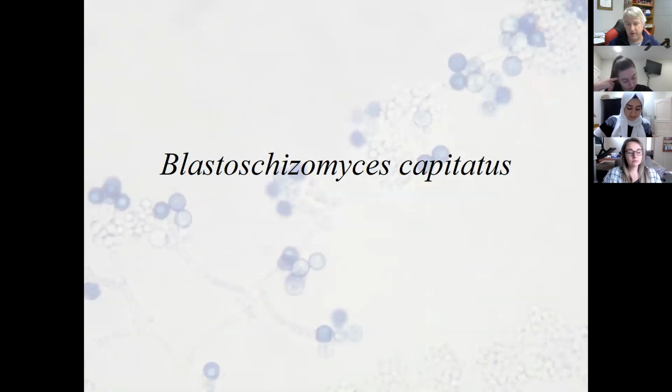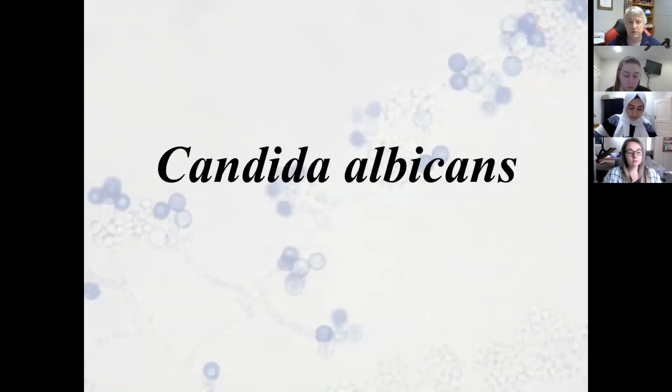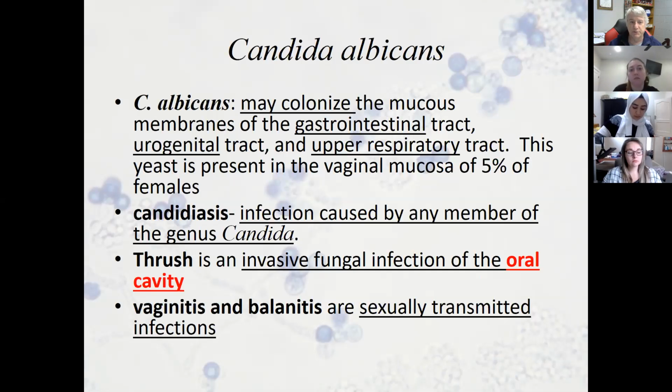Blastoschizomyces capitatus, otherwise known as Trichosporon capitatum. It's an opportunistic pathogen, which most of these are, associated with disease of the immunocompromised host. Candida albicans, that's the one, if we're going to remember one, we're going to remember this one, right? It may colonize the mucous membrane of the GI tract, urogenital tract, and upper respiratory tract. The yeast is present in the vaginal mucosa of 5% of all females. So it's definitely present.